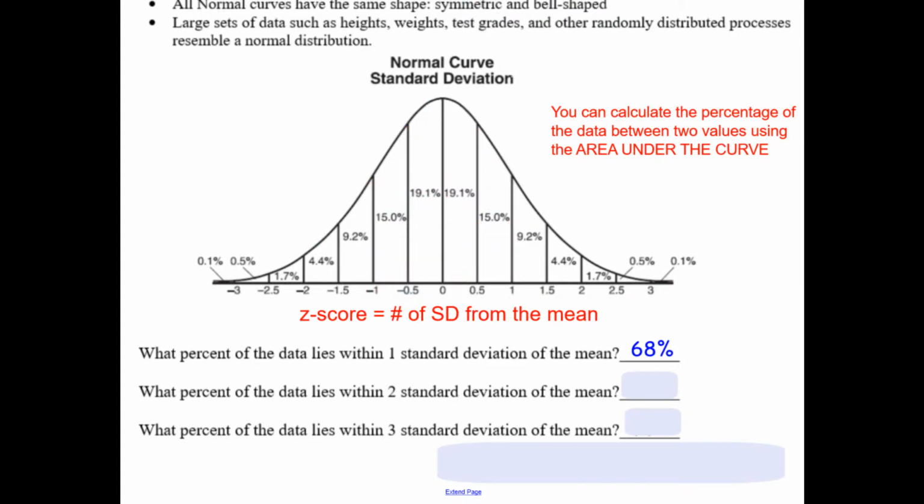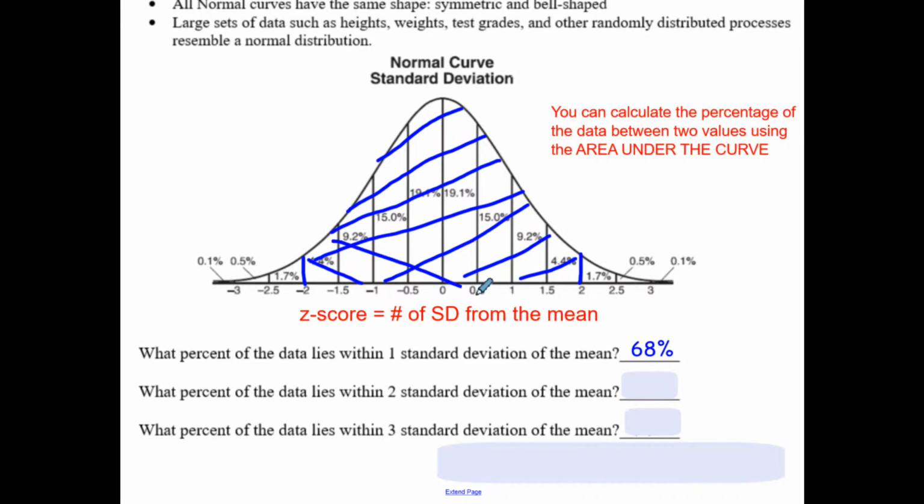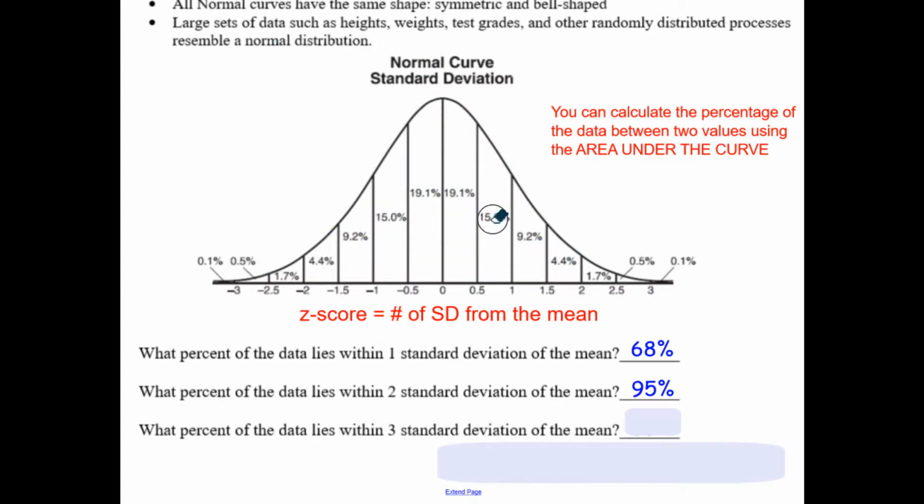If I repeat this process for 2 standard deviations, the percent of values between negative 2 and 2 on this normal curve, I can simply add up all of these percentage values, and I will find that in this area underneath the curve here, adding up the 19, the 15, the 9.2, and the 4.4, plus the other 19, 15, 9.2, and 4.4, I get about 95% of the data. If I do a similar calculation for everything within 3 standard deviations of the mean, I will wind up with about 99.9% of the data.